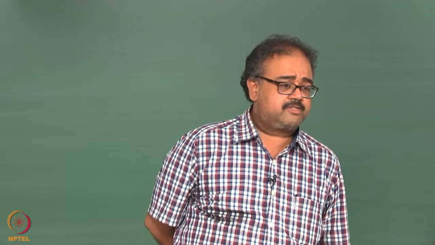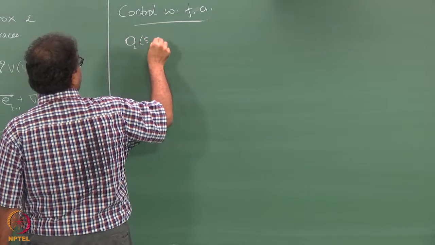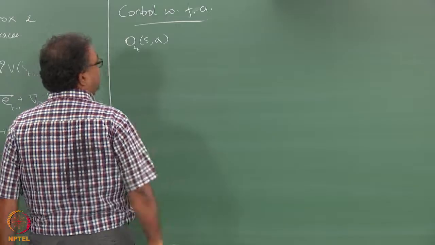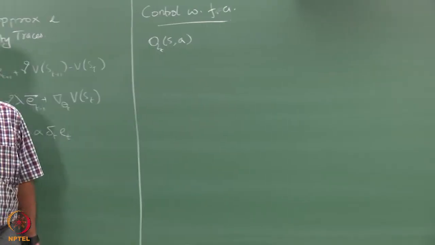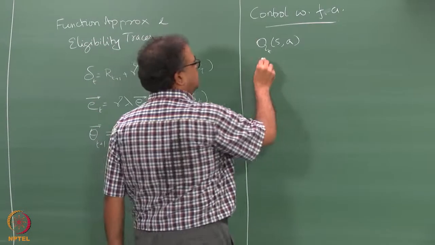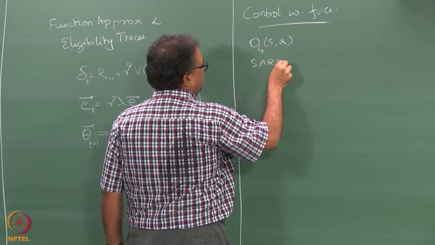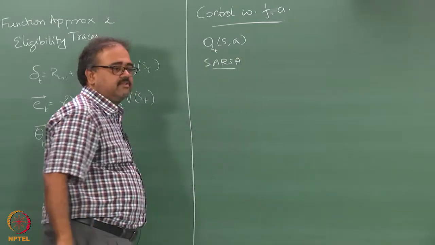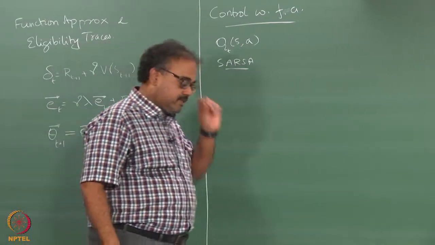So what are the things we need to be careful about? We have to take care of this when you are doing control with function approximation. So let us start. You have to keep track of q of s comma a, and then you can do SARSA, you can do Q-learning and so on and so forth. Let us take SARSA, doing SARSA with function approximation. So what are the things that you need to take care of?